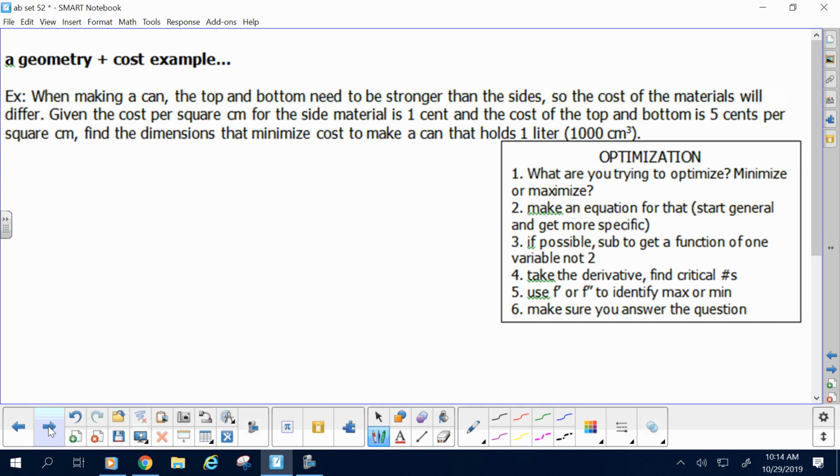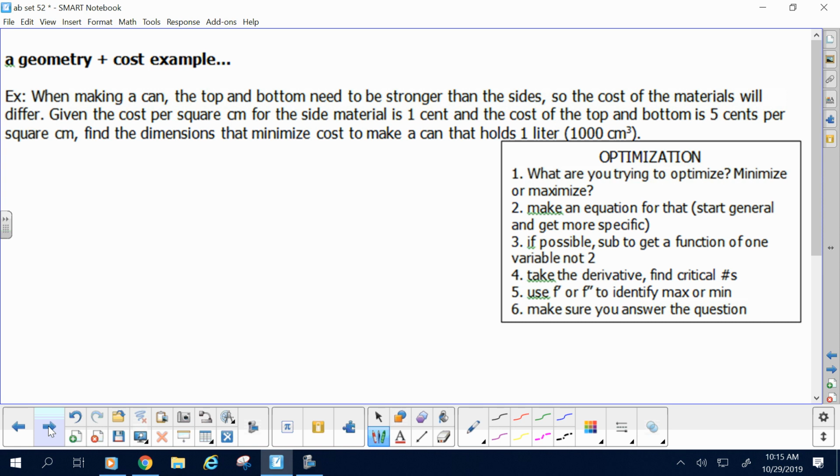When making a can, the top and bottom need to be stronger than the sides, so the cost of the materials will differ. Truthfully, a can has a domed bottom and the top has an opening, which make things more complicated. But let's assume we're talking a straight-up can with no lips, no dome, just a cylinder. The cost of side material is 1 cent per square centimeter, and the cost of the top and bottom is 5 cents per square centimeter. Find the dimensions that minimize cost to make a can that holds 1 liter.